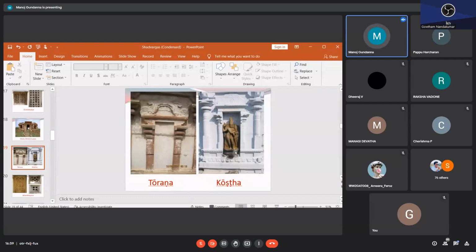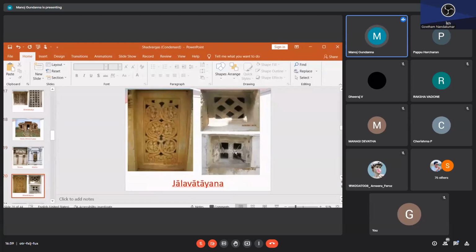Now these are the varieties of Jalavatayanas. The Vastu Grantha texts give names for Jalavatayanas also, separate varieties of Jalavatayanas.